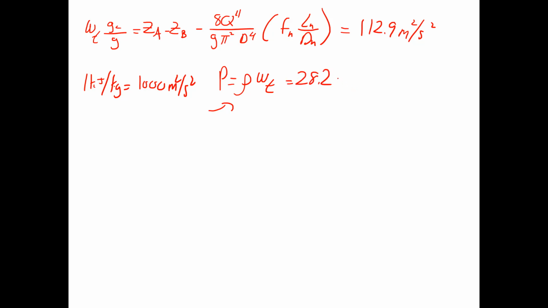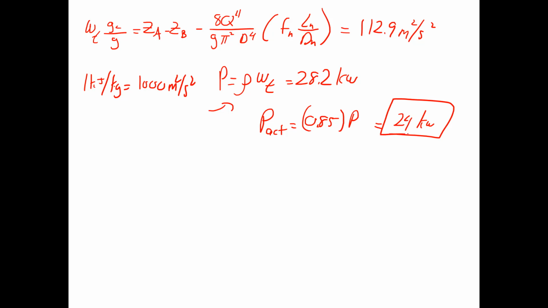Basically, we figure out that the total available power is 28 kilowatts, and we know that this is operating at 85%. So this power plant itself would be producing about 24 kilowatts of energy.